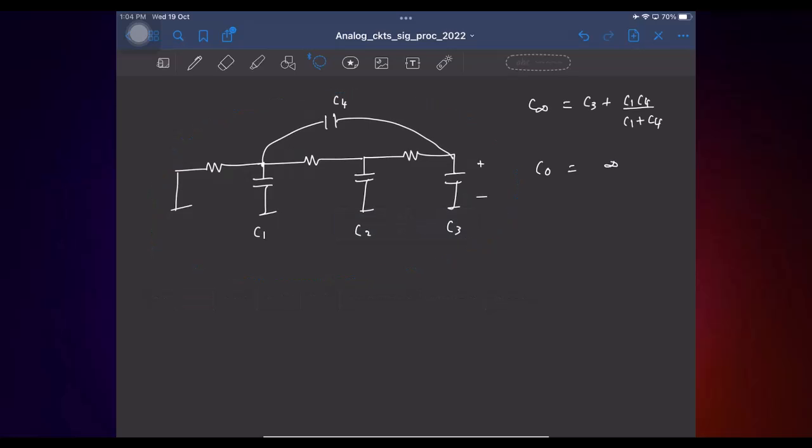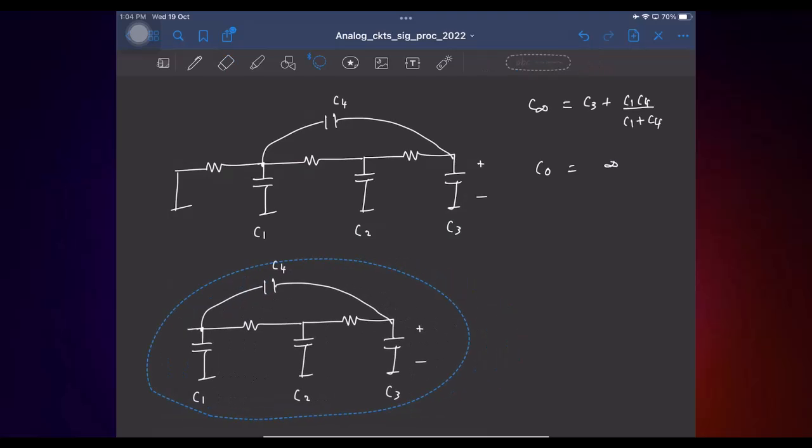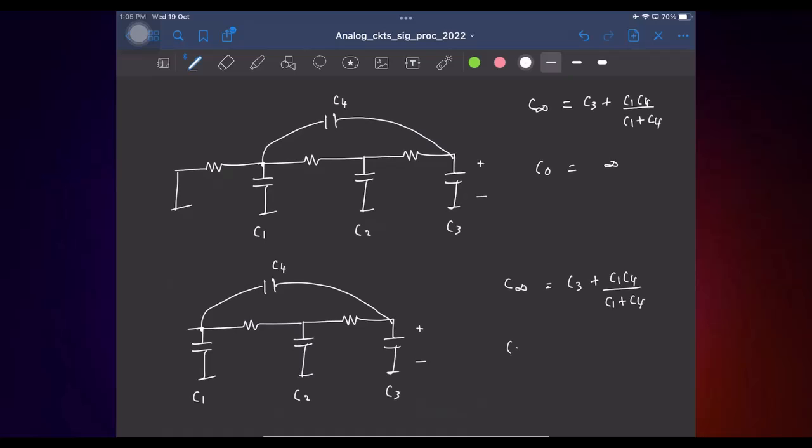And look at the final example also where I remove this so that there is no path to ground. C infinity is what? The same, right? What is C0? I'll have to short these. So I'll have only these three capacitors in parallel.